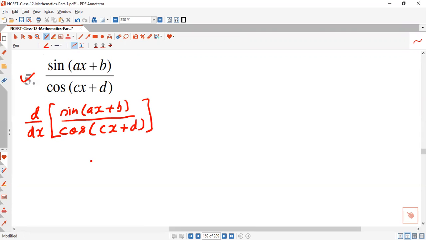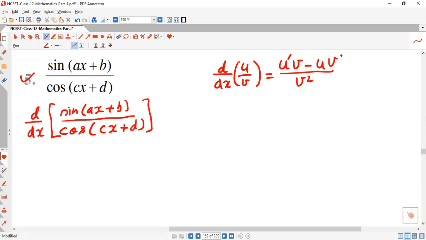So which formula do we have to use? You say that this is the quotient function we have to apply. There are two functions, one in the numerator and one in the denominator. So I will use the quotient rule. You know that dy/dx of u upon v will be equal to (u'v minus uv') divided by v square. And the trick here is u dash and then v dash: u'v minus uv' upon v square. We have applied this quotient formula for this one.